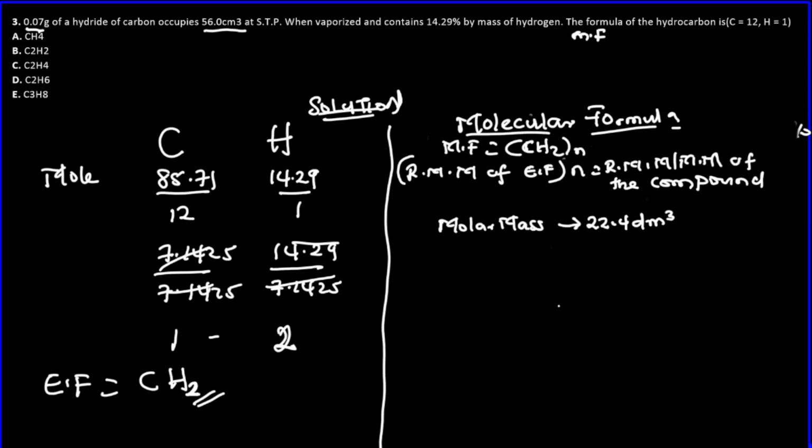So the molar mass of any gas occupies 22.4 dm cube. Now, this is a gas because I said it occupies a volume at STP, so this definitely is a gas. Since we know that the molar mass of any gas equals 22.4 dm cube, we can say 0.07 gram of the gas occupies 56.0 cm cube. So we cross multiply to get the molar mass. I hope this is clear.